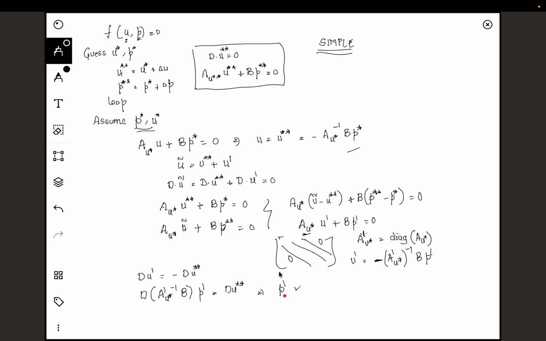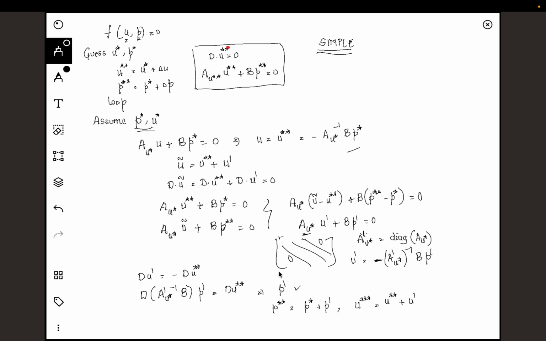Once I get P prime, all we have to do is P double star is whatever previous case I have plus this correction. Similarly, once we have this P prime, we can substitute in this equation, get U prime, and then I can update my U also. So U triple star will be whatever is the velocity I got before plus this correction. Now the question is, the new velocity and pressure that I'll be having are U triple star and P double star. So these two values again should satisfy this equation.